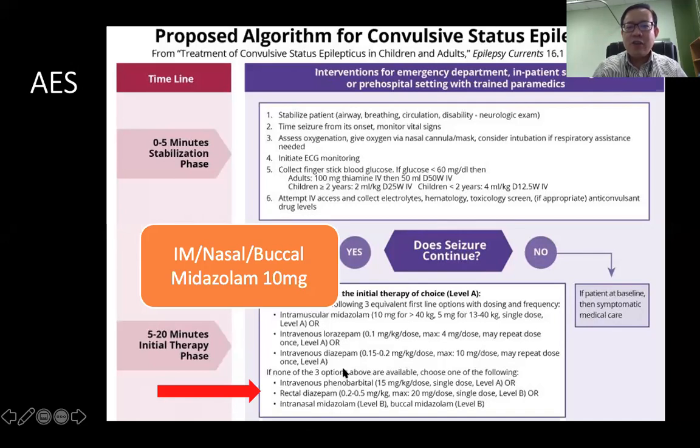For a country without buccal or IM midazolam in the ambulance, another option which is cheaper is IV phenobarb. A single dose of IV phenobarb doesn't need intubation. The second one is rectal diazepam, but it's inconvenient for adults, especially for females or even for males.